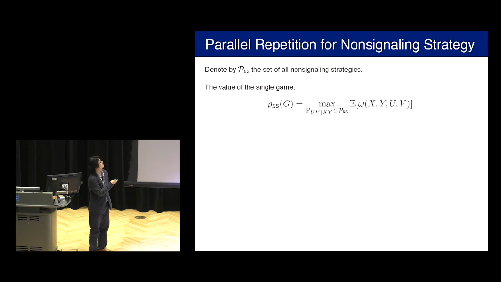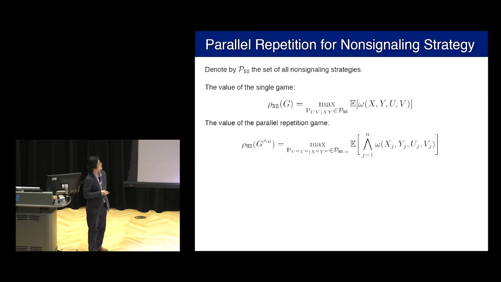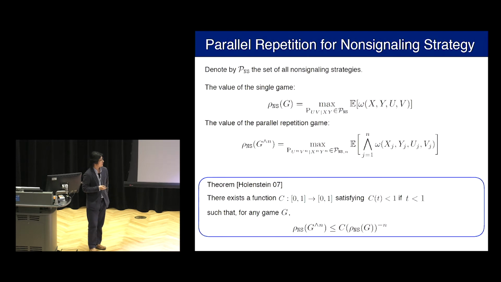Okay, so now we introduce the value of the game for non-signaling strategy by taking the maximum of winning probability over all non-signaling strategies. And similarly, we introduce the value of the n repetition game with non-signaling strategies like this. Then Holenstein showed that for non-signaling strategies, the parallel repetition theorem also holds. That is, the value of n repetition game converges to 0 exponentially.